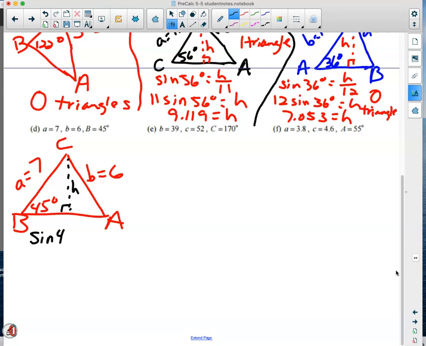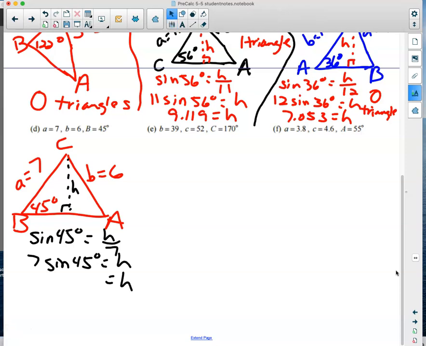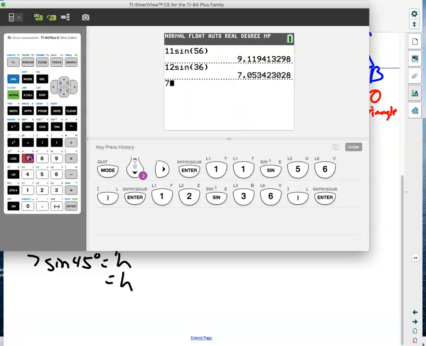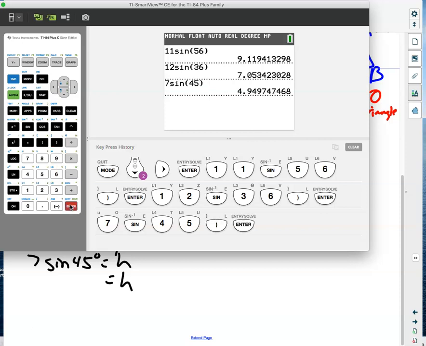So the sine of 45 degrees equals h over 7. Now we know the sine of 45 degrees, hopefully by heart, but we're going to want to see it as a decimal anyway because we want to know whether or not that 6 is going to reach it. So usually we'll just punch it in. 4.950 with rounding.